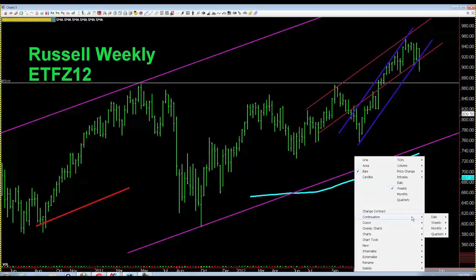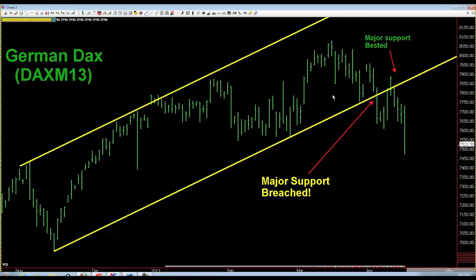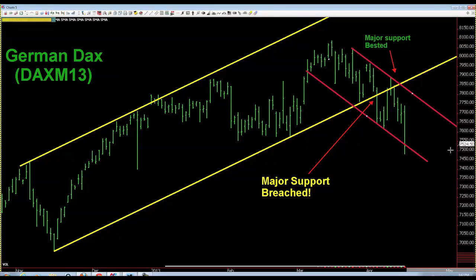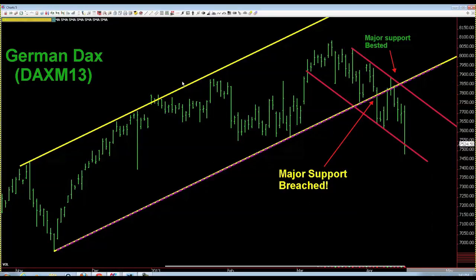Let's take a look at another market. German DAX. This is starting to break everything that we thought it would hold. It's starting to get through everything that was sacred. Now, it's through this. It's through this at the moment. It certainly got through this one. Undoubtedly, right? We're through this. So it's breaching major numbers here.